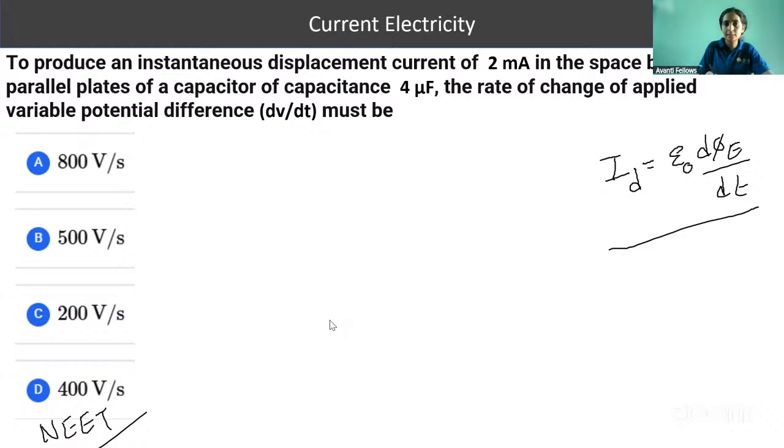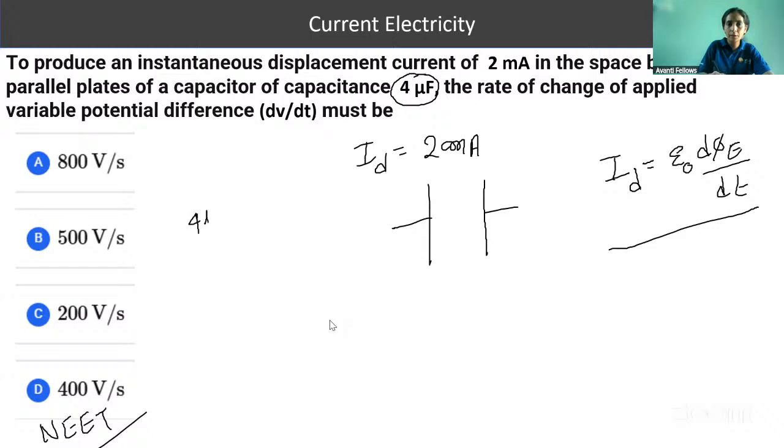To produce an instantaneous displacement current of 2 milliampere in the space between the parallel plates of a capacitor of capacitance 4 microfarad. So this is the parallel plate capacitor, and 4 microfarad is equal to epsilon naught A by D, where A is the area of the plate and D is this distance. Now, the rate of change of applied variable potential difference dV by dt must be?